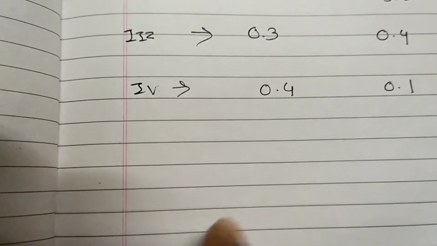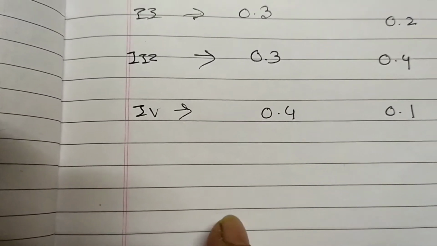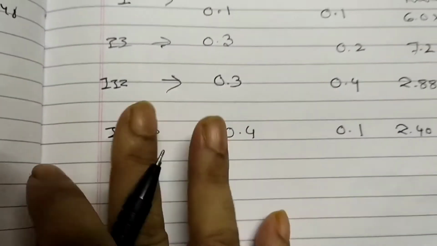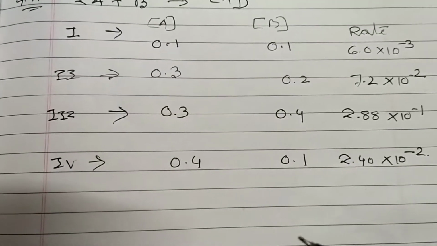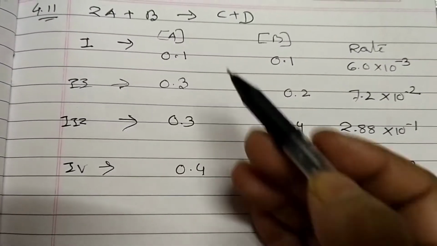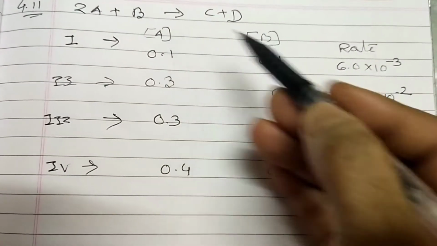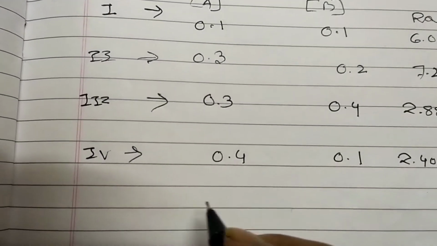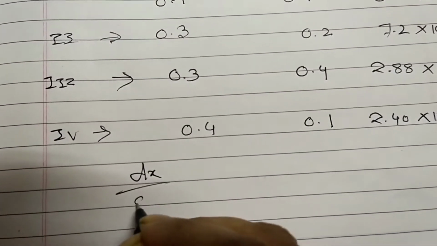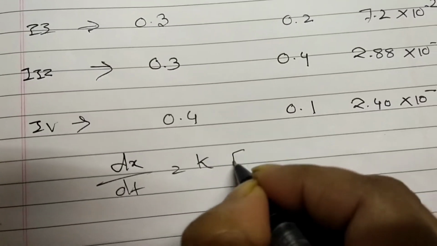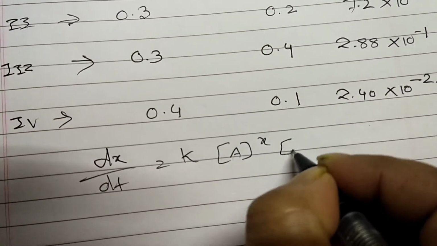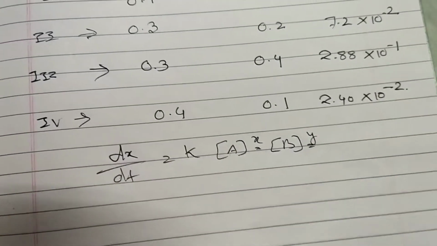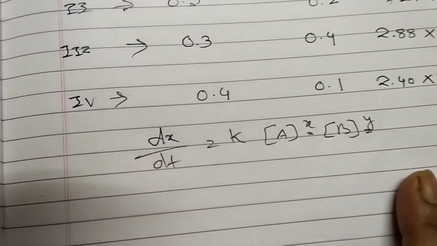So now we have to find out the rate law as well as the rate constant. First, we find the rate law. That means we have to find the exponent of A and the exponent of B. We don't know the order actually, so first we write dx by dt equals k times A to the power x and B to the power y. If we can find these two, then we can write down the rate law.